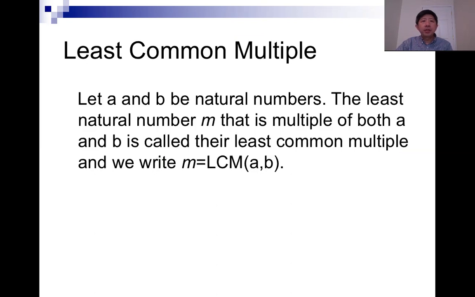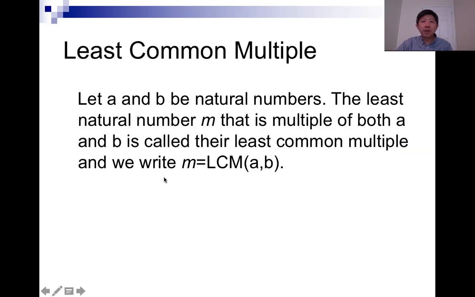Here's a definition, all right? Let A and B be natural numbers. The least natural number n that is a multiple of both A and B is called their least common multiple. And we write n equals LCM(A, B). Okay, that's its definition.